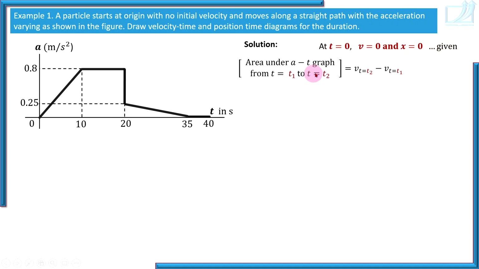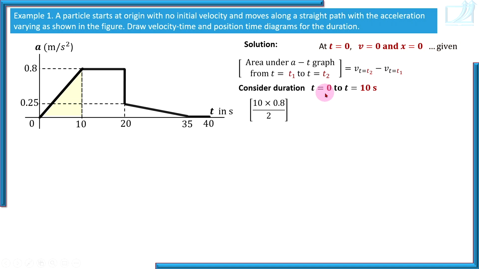Now at t equal to 0, velocity is 0. So this is the instant at which we know velocity, v equal to 0 at t equal to 0. And we want to know velocity at t equal to 10. So select the interval t equal to 0 to t equal to 10 seconds. Now in this interval, area under the AT graph is a triangular area, base 10, height 0.8. So 10 into 0.8 by 2. This is the area under the AT graph from 0 to 10 seconds.